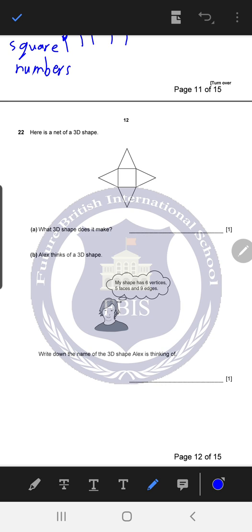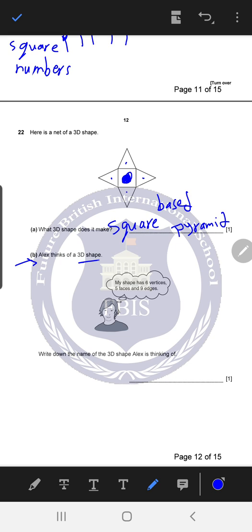Here is a net of a 3D shape. Since the shape has a lot of triangles, so it's a pyramid. Since most of the faces are triangles, the shape is a pyramid. And its name comes from this shape in the middle. It's a square. So it's a square based pyramid. Okay?